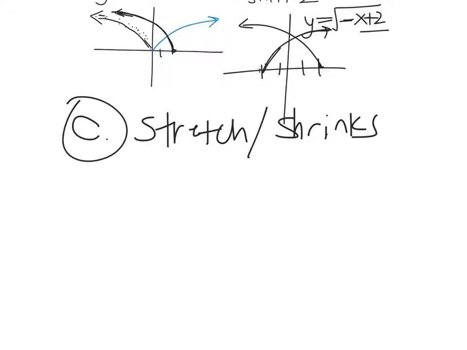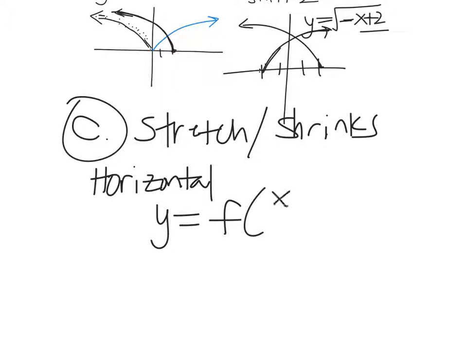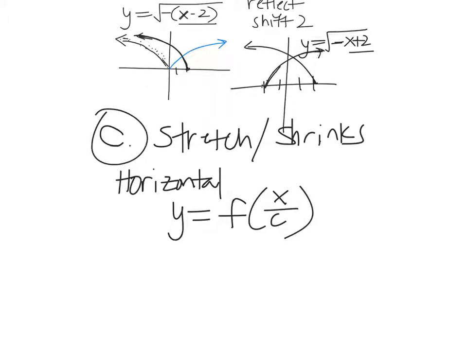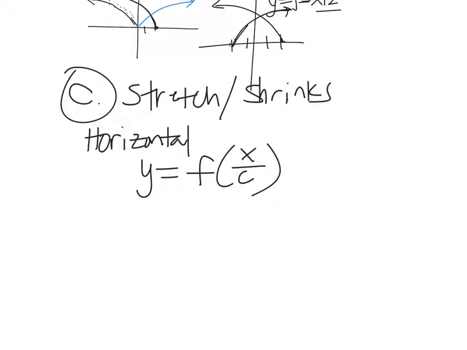Okay, so there's two types. We have a horizontal stretch or shrink, and a vertical. All right, so let's do the horizontal first. Horizontal would be y equals f of x divided by c. So you take your x and you divide it by a constant. Okay? This is going to be a stretch.